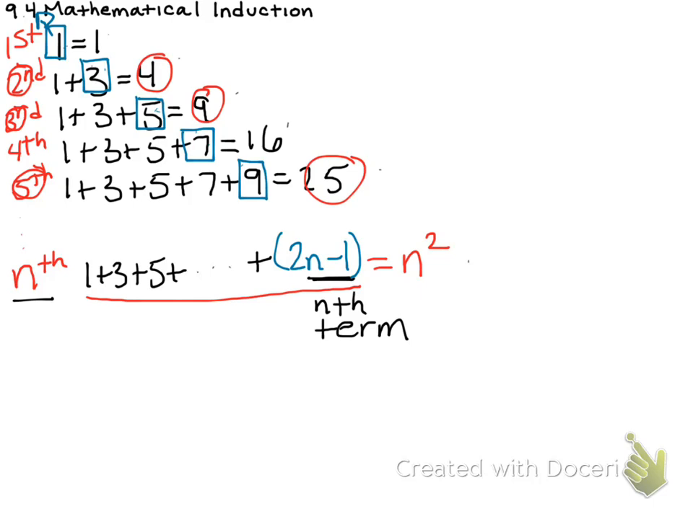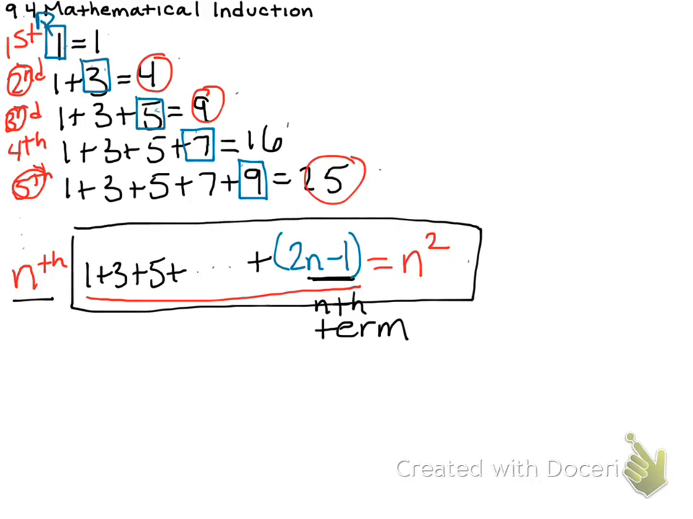So we need a different way to be able to prove that this formula is always going to be true, no matter how many odd numbers you want to add up. So that process is called mathematical induction, but before we get there, I have a couple other things that I would like you to think about.